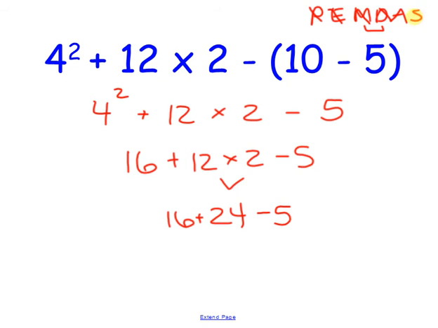Now, addition and subtraction in order from left to right, so I'm going to start over here. 16 plus 24 is going to be 40. Rewrite the rest of the problem. 40 minus 5 is 35. And that is my answer.